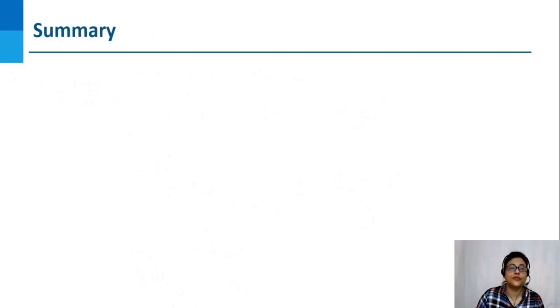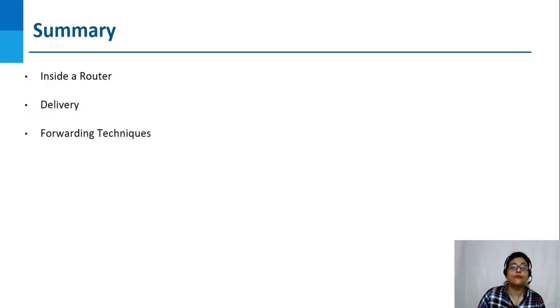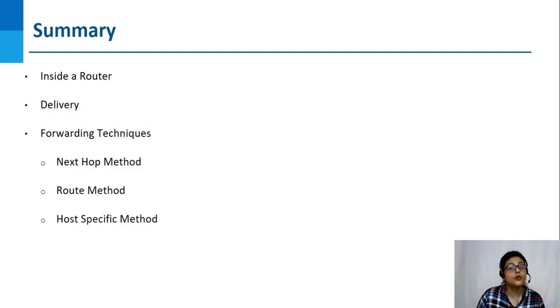To summarize, in this video, we have learned what is inside a router. Mainly, we have concentrated on the delivery mechanism. We have touched upon direct delivery and indirect delivery. And we have looked into some of the forwarding techniques like the next hop method, then the route method, after that the host specific method, the network specific method, and last but not the least, the default method.